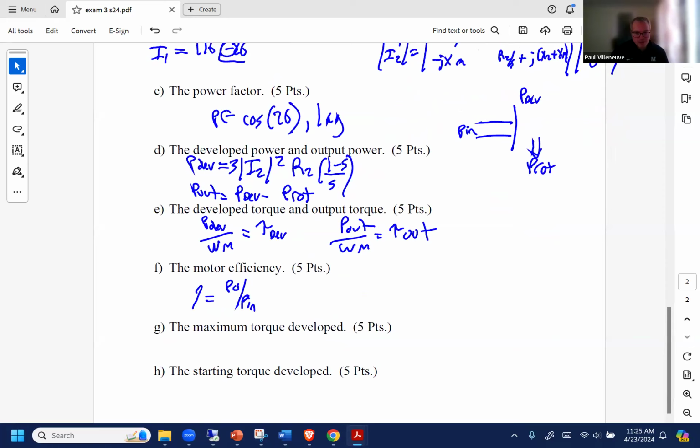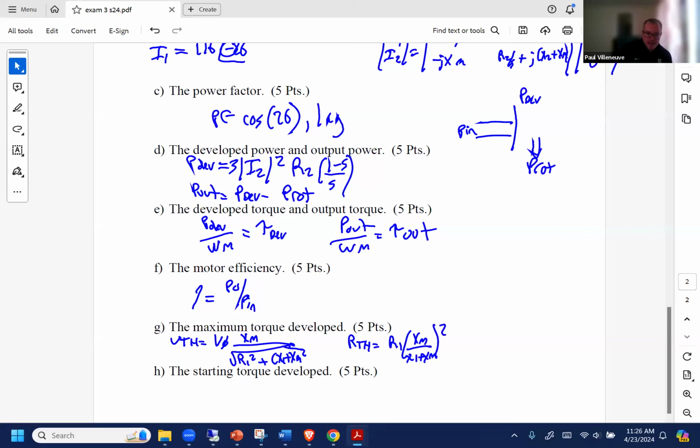For the maximum torque developed, this is where it was up to you, but if you did the script in MATLAB, you could have certainly just pulled it off the graph. But I'm assuming most of you did the V Thevenin approach. So V Thevenin is equal to your input voltage, V phase, times XM over the square root of R1 squared plus X1 plus XM, that quantity squared. That gives me V Thevenin. Once I have that, then I can get R Thevenin, which is equal to R1 times XM over X1 plus XM. Again, this is an approximation.